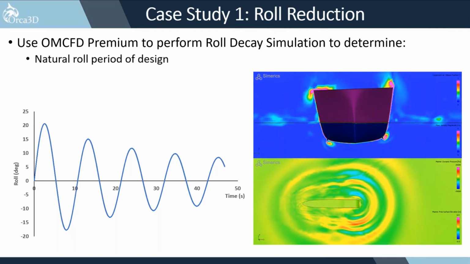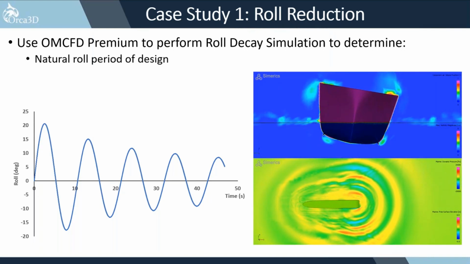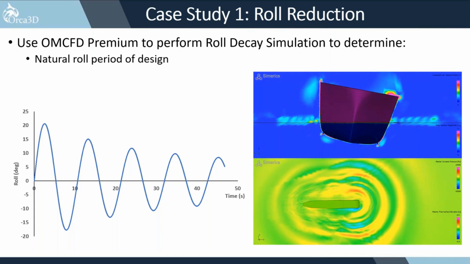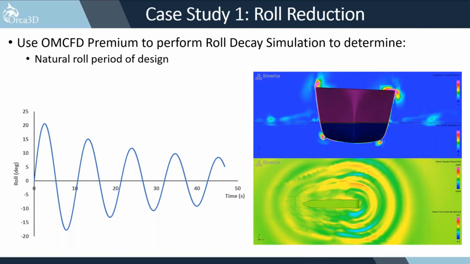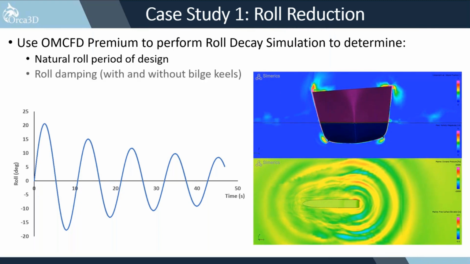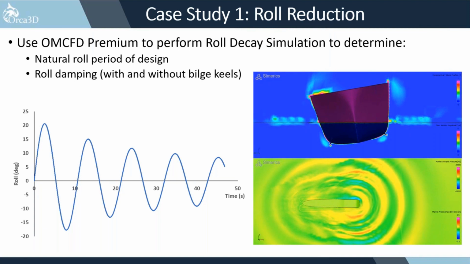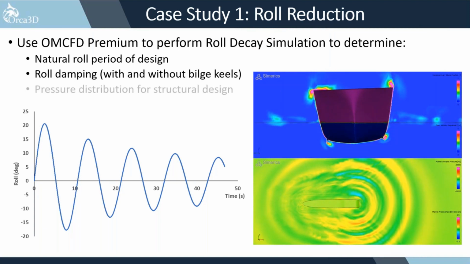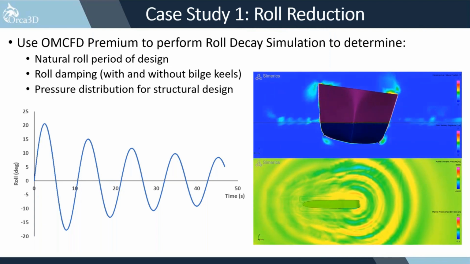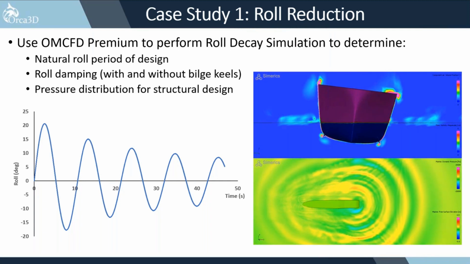This type of test, which is very simple, you give it an initial roll in calm water and let it damp out, allows you to determine things like the natural period of your design, the natural roll period, which is an important aspect of most designs. It lets you evaluate the damping with and without bilge keels, so you can compare the damping coefficient to see if your bilge keels are being effective. And again, you can determine your pressure distribution on your bilge keels, which can be an input to your structural design.